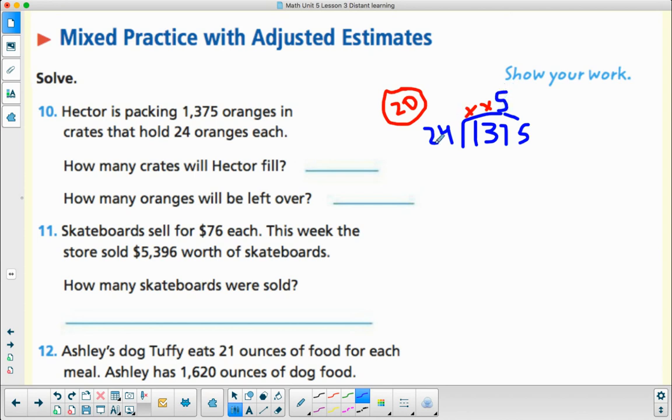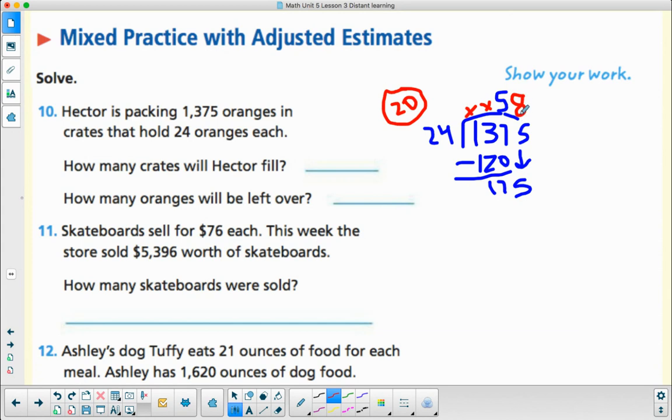5 multiplied by 24 is 120. When I subtract, I have 17 left. That is less than 24, so I can bring down and continue. How many 24s in 175? Well, how many 2s in 17 are 8? So my estimate is 8.